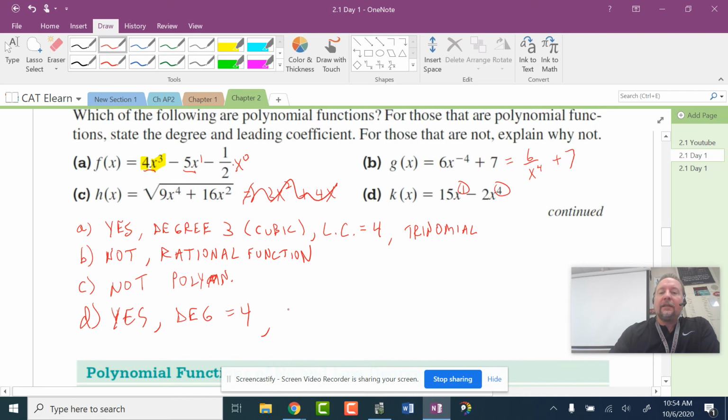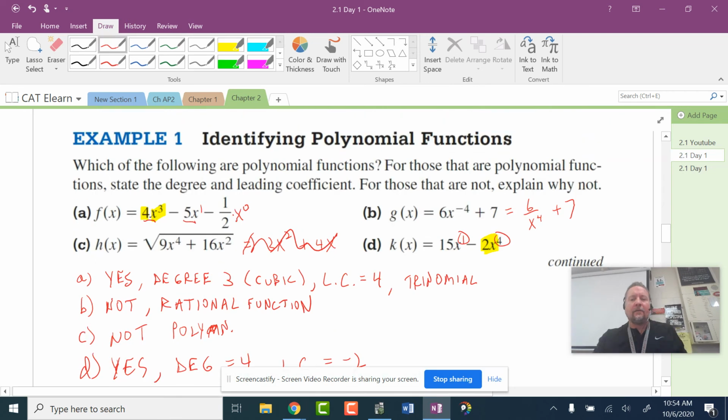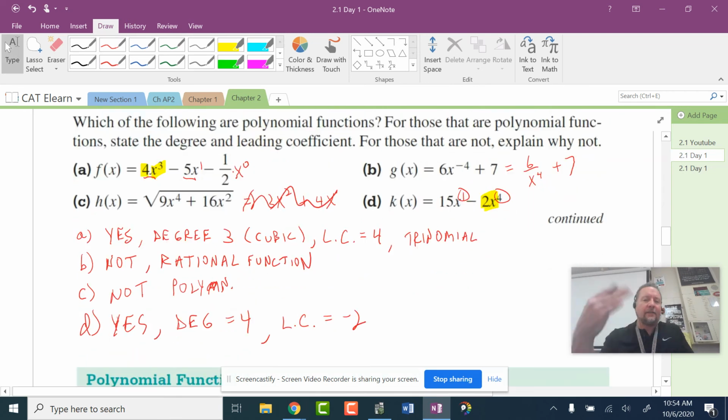What's the leading coefficient? 15, because it's bigger. Wrong. It's -2, because -2 is in front of the leading degree term. Best way to describe that. And then what we're going to do on Wednesday, that dictates what the picture is going to look like, and you'll hopefully remember that from Math 3.